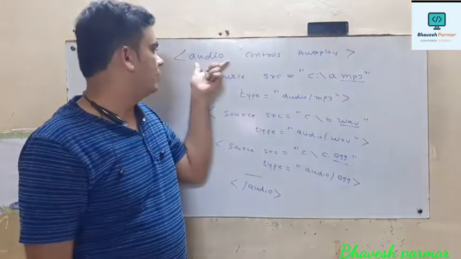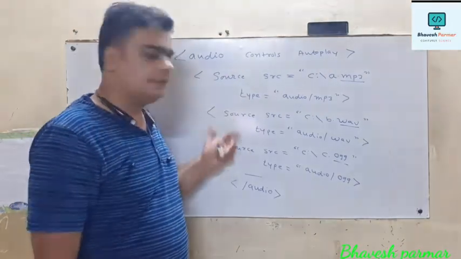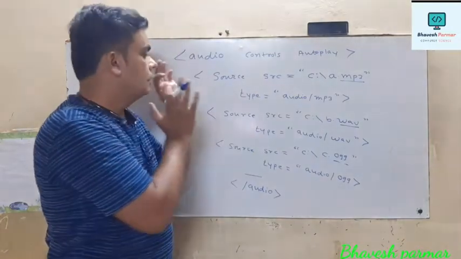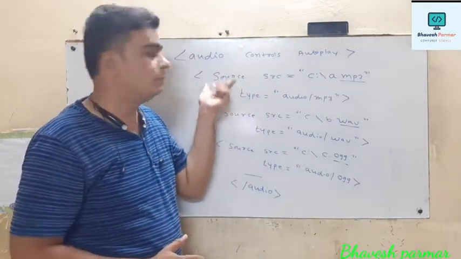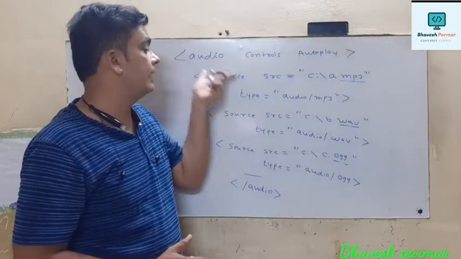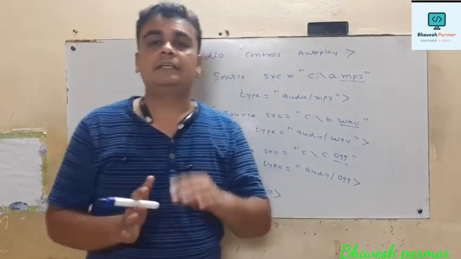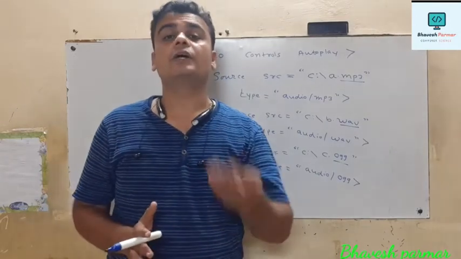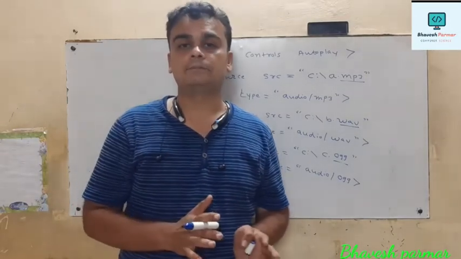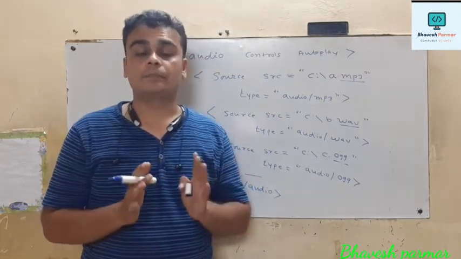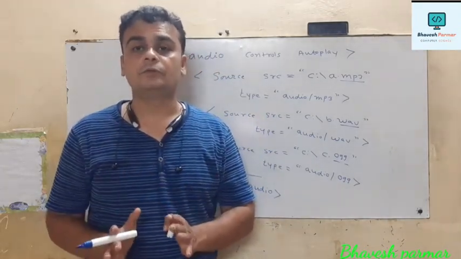And even though we can also use the same thing, in this case I'm using the audio tag and these three source attributes. If you don't want to use the source attribute, then you have to use the audio tag multiple times. So it totally depends on you how you are going to use it in the program. I hope all the things are properly and very clear to you.